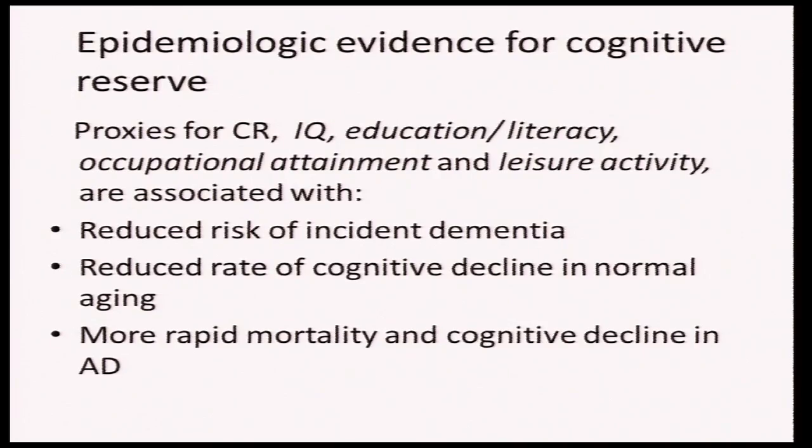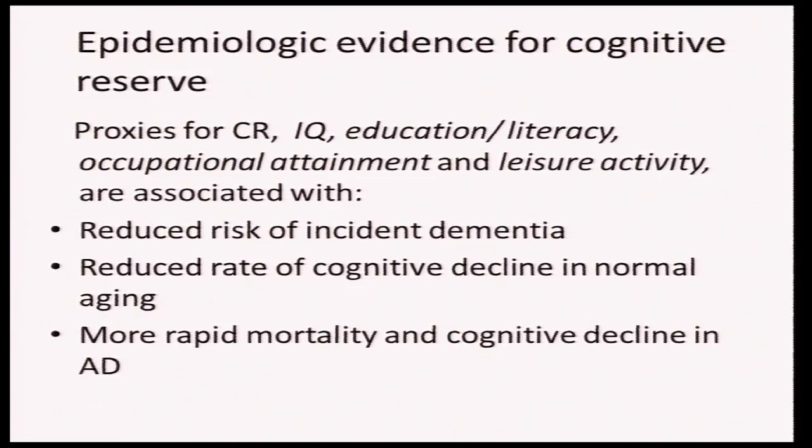So what's the epidemiologic evidence for cognitive reserve? I'm doing this very quickly, but there are loads of epidemiologic studies that have looked for proxies for cognitive reserve, and I'll dwell on that in a couple of minutes. Proxies for cognitive reserve, such as premorbid IQ, education or literacy, occupational attainment, and leisure activity, have each been associated with reduced risk of incident dementia, and separately.